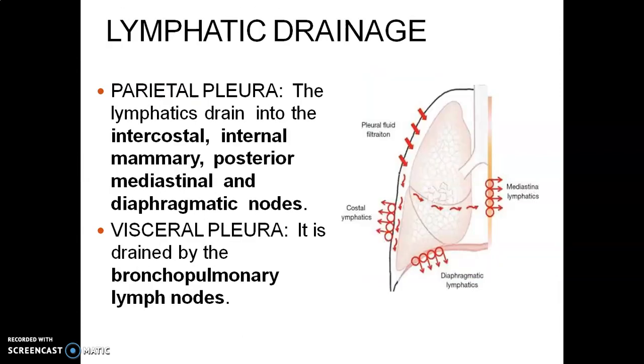Lymphatic drainage, we can divide into parietal pleura and visceral pleura. Parietal pleura is drained into intercostal, internal mammary, posterior mediastinal and diaphragmatic nodes. Visceral pleura is drained by bronchopulmonary lymph nodes.